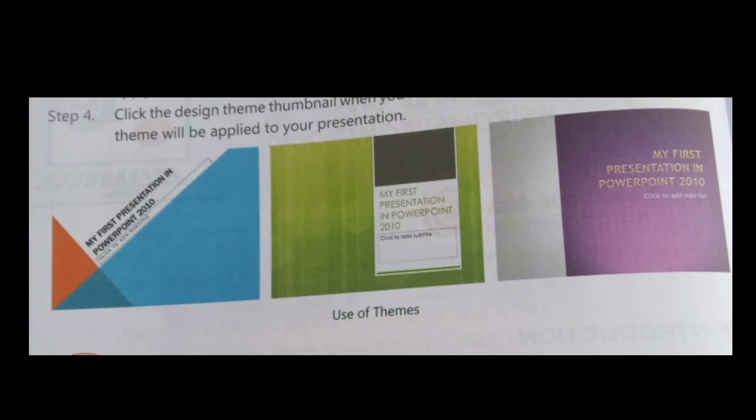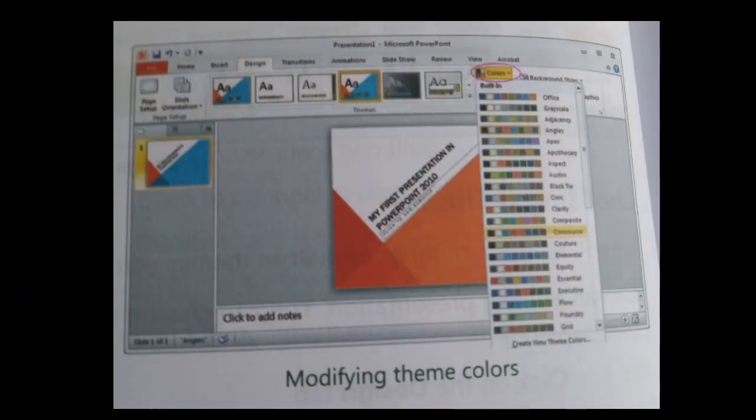Okay students, next one is changing theme color scheme. Once you have selected a style of design theme that you like for your PowerPoint presentation, you can change the color of the theme from the one that is currently applied. To do this, step 1. Click on the colors command at the right end of the themes group on the design tab of the ribbon.